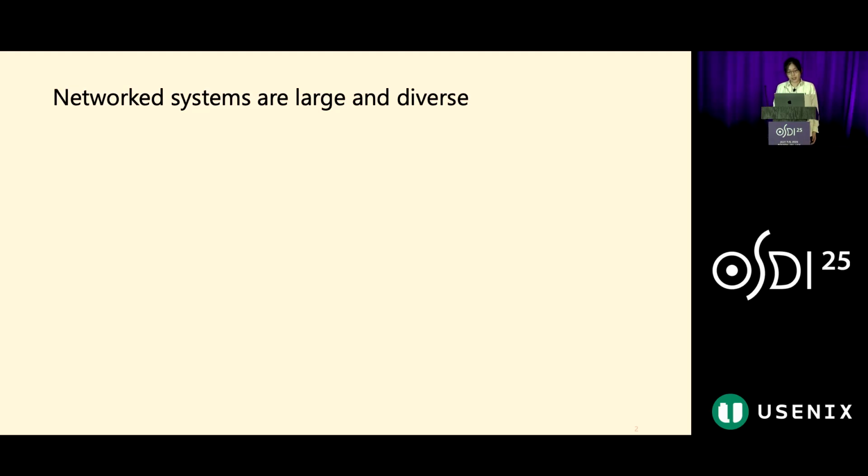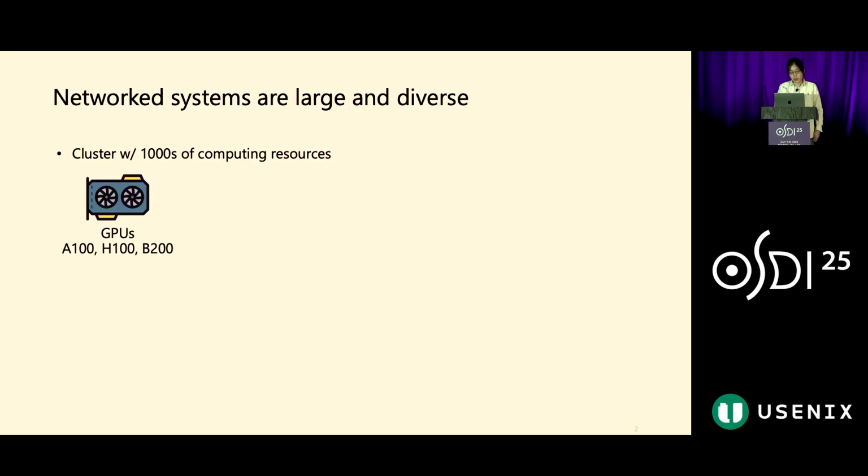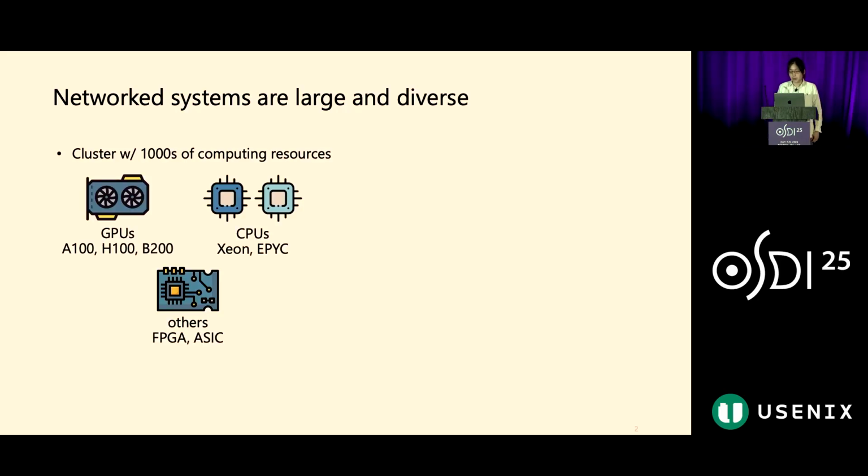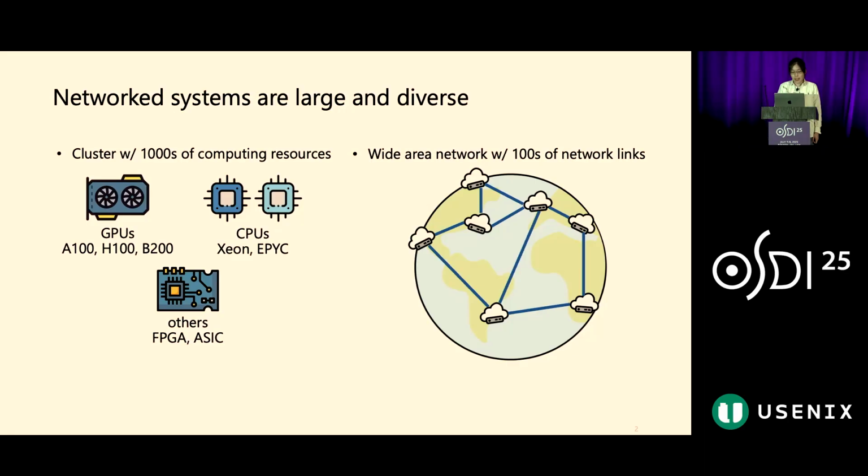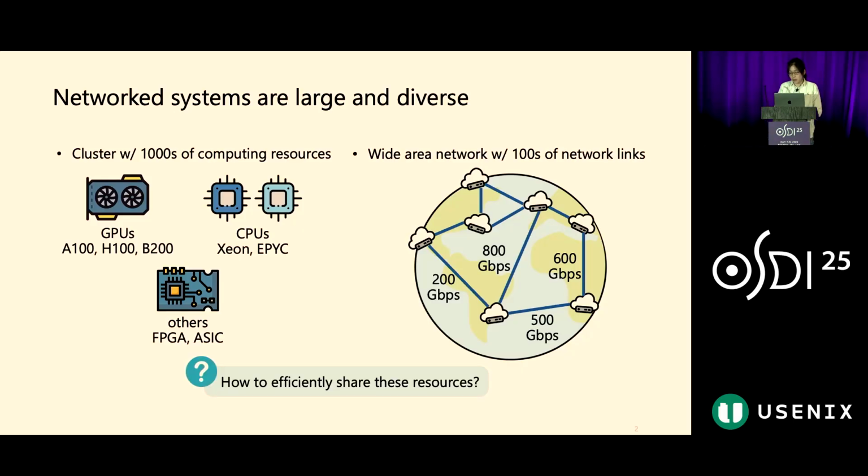Nowadays, network systems are getting significantly large and diverse. For example, clusters now have thousands of computing resources of different types to share among tenants, including all sorts of GPUs, CPUs, and other computing resources. Another example is a wide area network with hundreds of network links to carry network flow across data centers all over the world. Each link has different bandwidth capacities. With so many diverse resources, how do we efficiently share them?